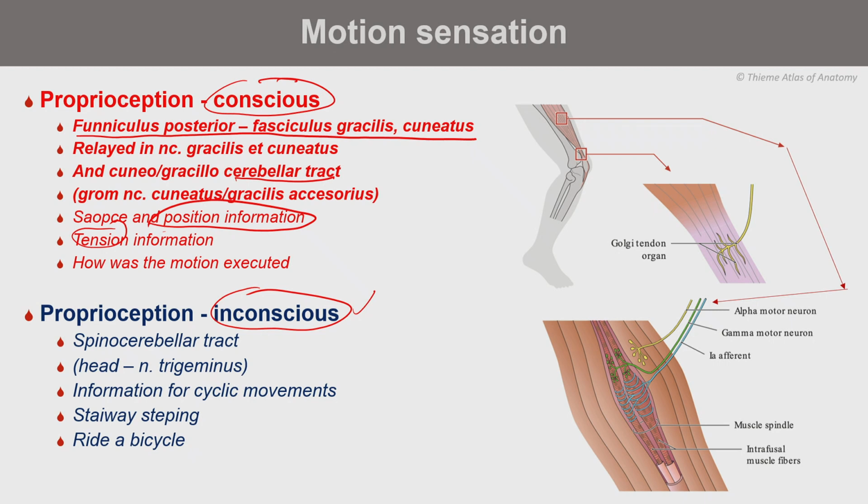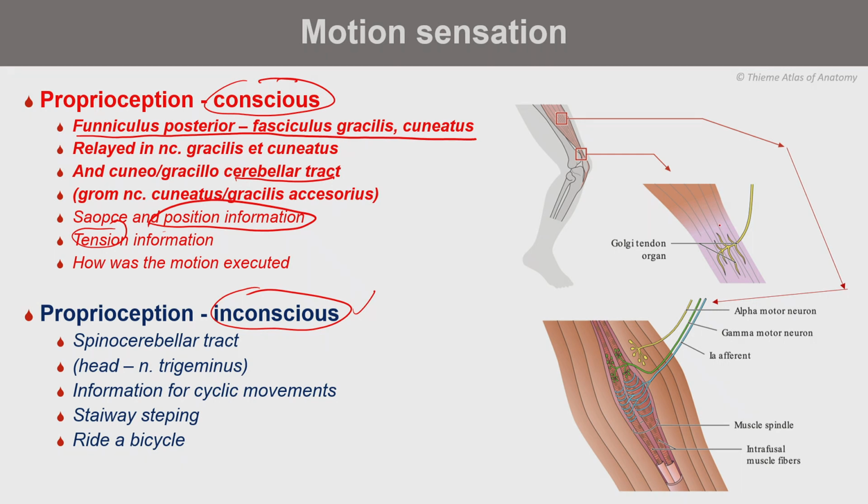The second, unconscious. This is unconscious information which is very frequently from the automatic motions. So it is led directly by the spinocerebellar tract. So it's information typically from cyclic movements, those which are automatic, like stairway stepping, also bicycle riding or running, hunting, like a leopard running after an antelope, and other things. So this is unconscious. Those cyclic movements, where they are occurring.